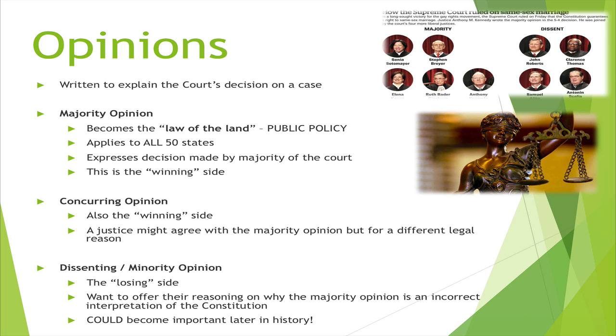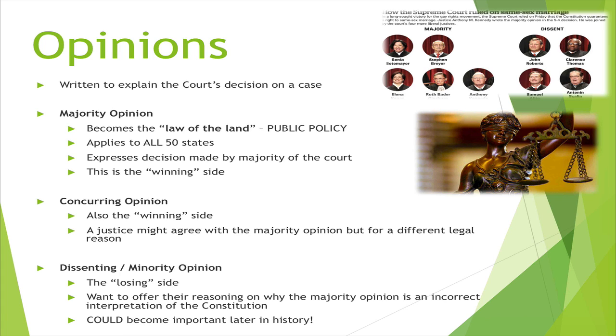But you could have another justice who says, you know what, I agree with side A also, but I don't agree with the Fourth Amendment interpretation. I agree with a Fifth Amendment interpretation, or something like that. Basically, it's still on the winning side. And then finally, we could have what's called a dissenting or the minority opinion.